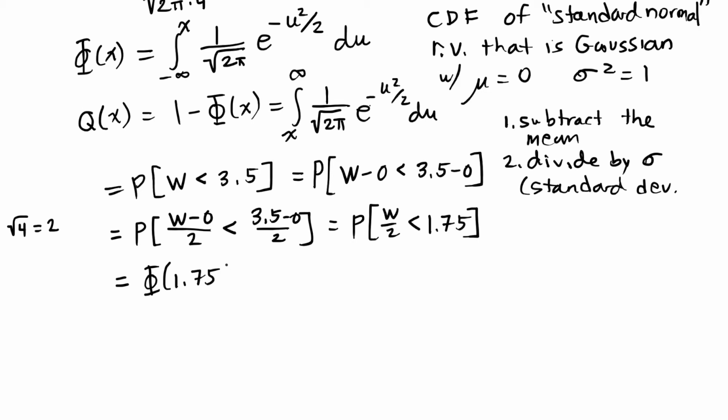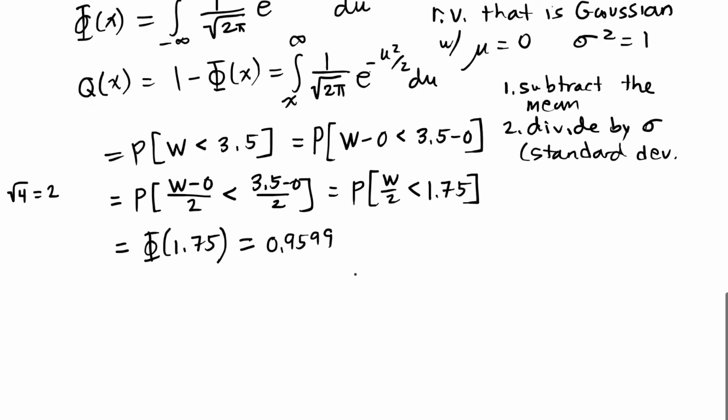And I can type it into MATLAB, and I get an answer that this is about 0.9599. A 95.99% chance that I'm going to correctly receive my bit of 0. That answers this question: what is the probability that S0 is received if S0 was sent?